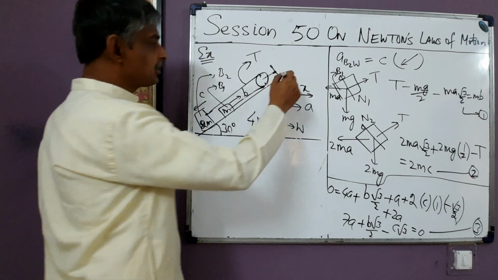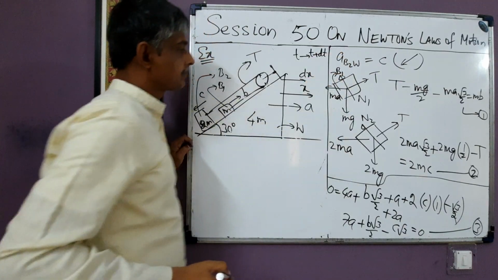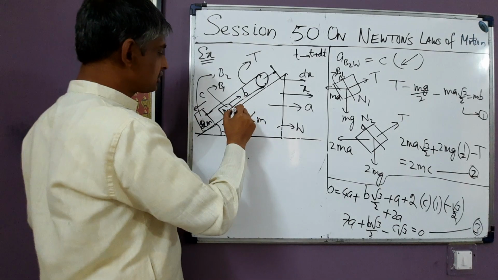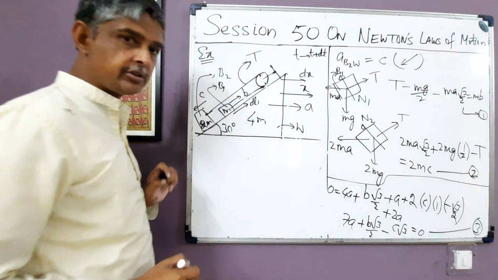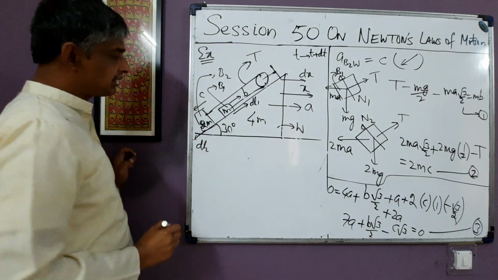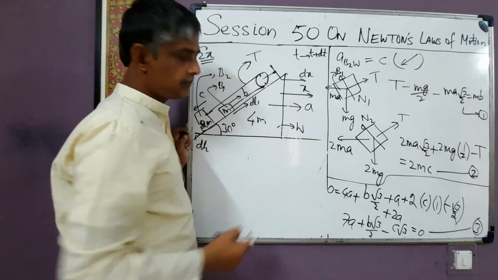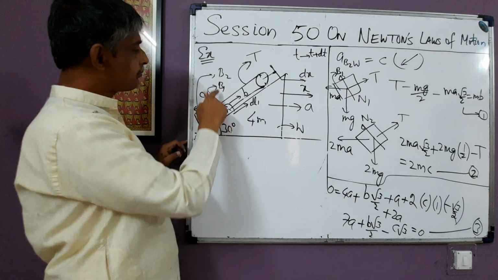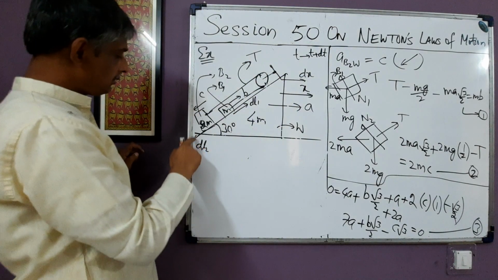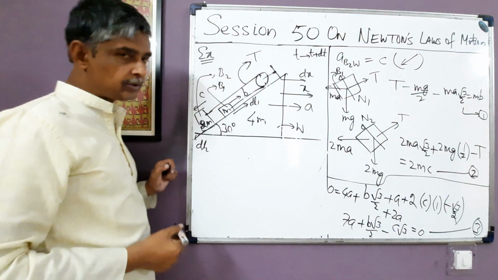Assume that this wedge undergoes a displacement of say dx with respect to ground in time t to t plus dt. Suppose with respect to this wedge, this block B1 undergoes a displacement of say dl1, and the block of mass 2m undergoes a displacement of dl2 with respect to wedge. So dx is the displacement of wedge with respect to ground in this time interval. dl1 is the displacement of block B1 with respect to wedge in the same time interval down the incline. And dl2 is the displacement of 2m with respect to wedge down the incline.